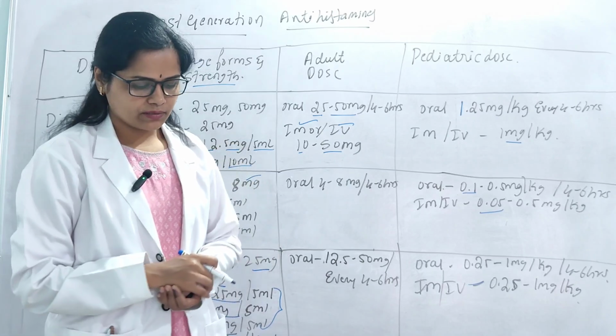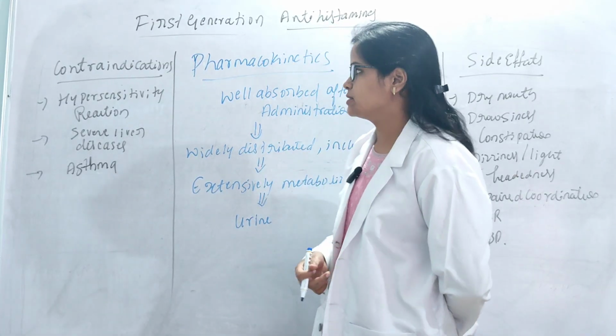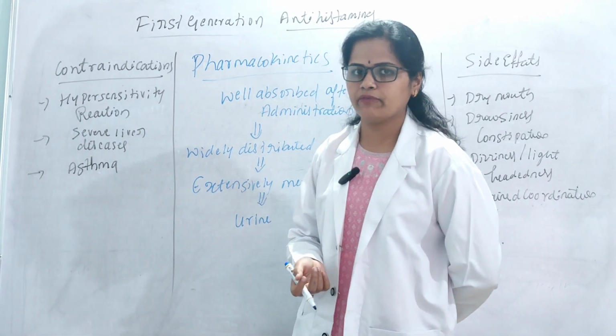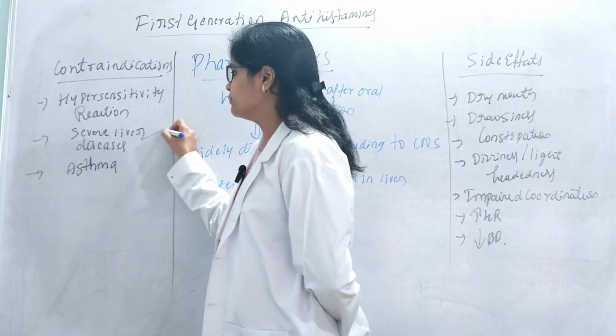Okay, this is the drugs, dosage and forms, and the dose administered for the adults as well as the pediatrics. Next we'll see the contraindications of the first generation antihistamines. Here the contraindications are hypersensitivity reactions, means the individuals who are having an allergic reaction towards that particular drug, we should not administer. And next, severe liver diseases.